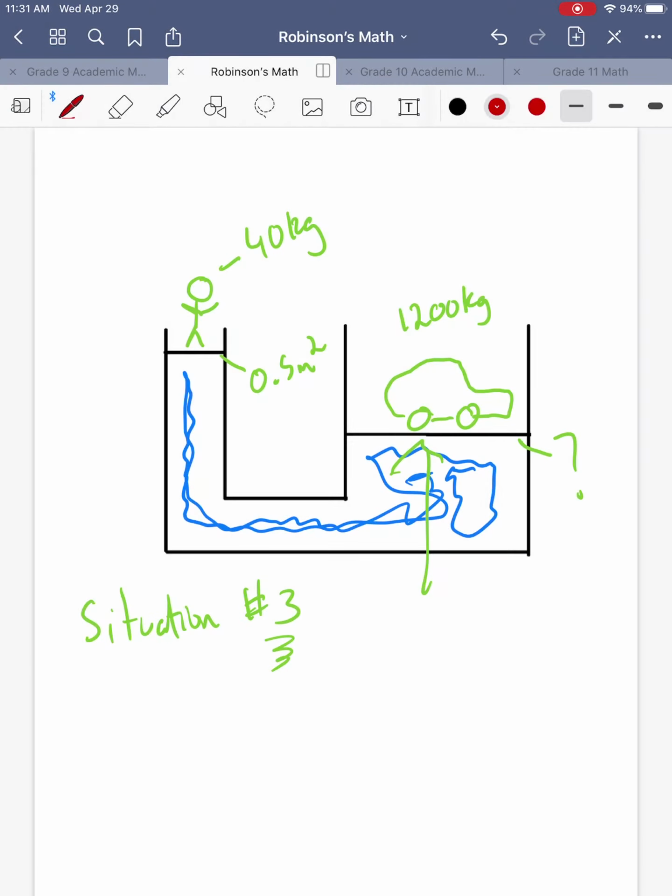In situation number 3, we change things up a bit. We have on one side a person with 40 kilograms of mass pushing down on a platform that's 0.5 meters squared. And on the other side, we have a 1,200 kilogram car that's pushing down on a platform that, well, we don't know. And so the question was, what is the minimum size that the surface area must be? What's the minimum size this platform must be in order for work to happen?